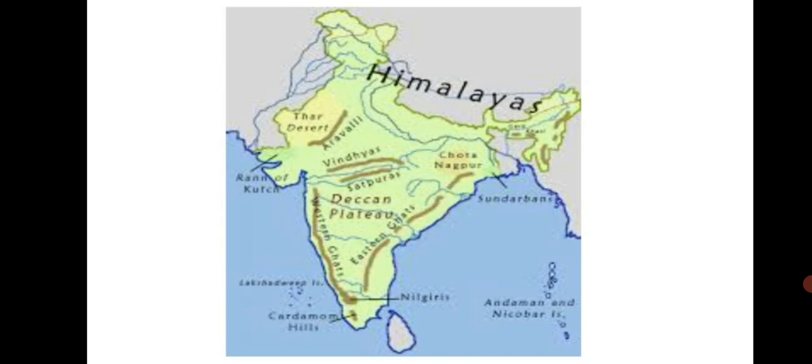Deccan Plateau has fertile land where many post-Harappan agrarian cultures flourished. Means those who practiced agriculture in the Harappan civilization. Deccan Plateau was a part of the Maurya Empire, the largest in ancient India. After the decline of the Maurya Empire too, several other kingdoms and smaller empires continued to flourish in this region. So this is all about the Deccan Plateau.